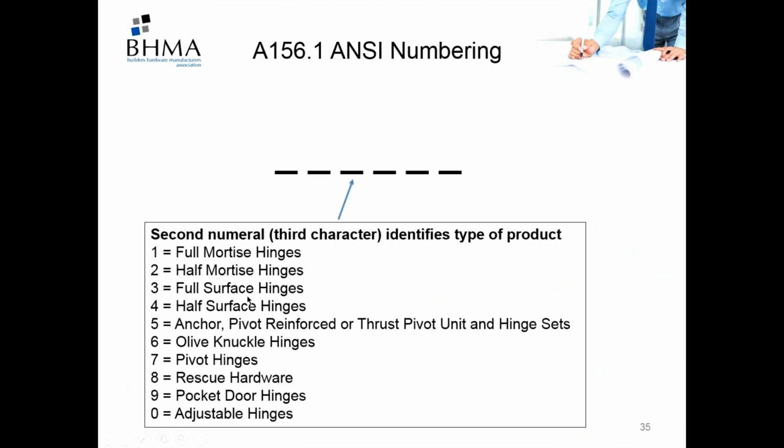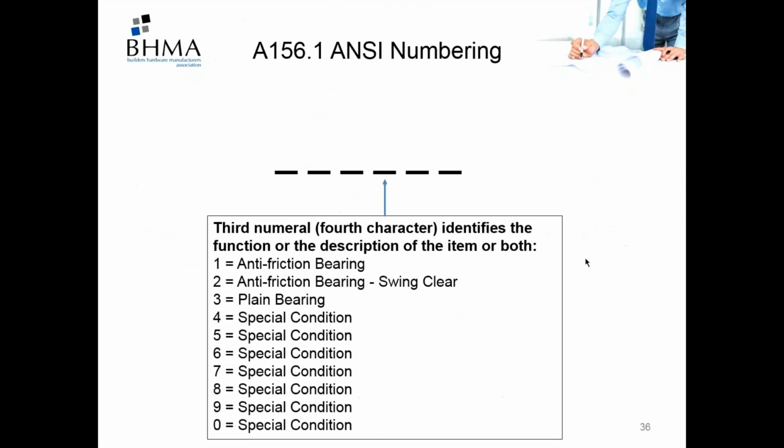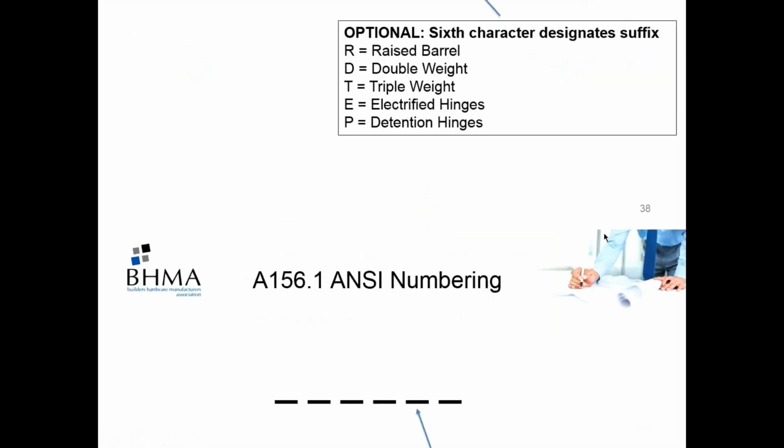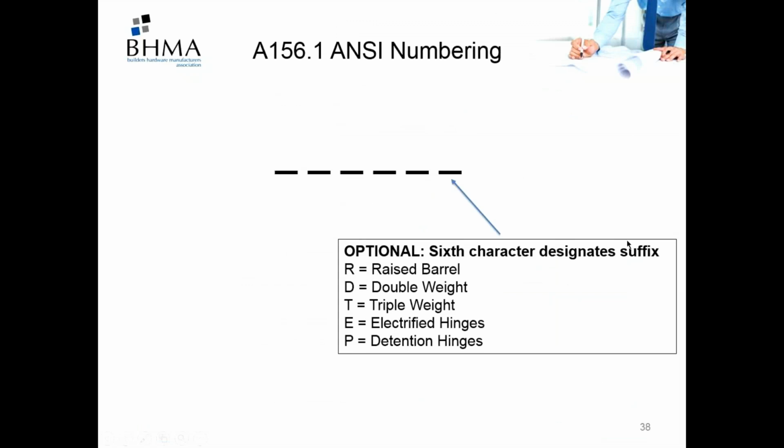The third character is the type of product. Again, you can only put these options, which are just individual numbers, and then the system will automatically read this for you. The entire goal here is we wanted to minimize the amount of work that manufacturers have to do in putting in their product information, and also minimize the number of potential mistakes that might happen. The fourth character is the function or description. You can put in any one of these that apply to your product and it will automatically read it. For the fifth character, or the fourth numeral, it's going to be the grade, so 1, 2, 3, or 4. And then we have an optional sixth character, which is the suffix field. We have these suffix options that you can put in.